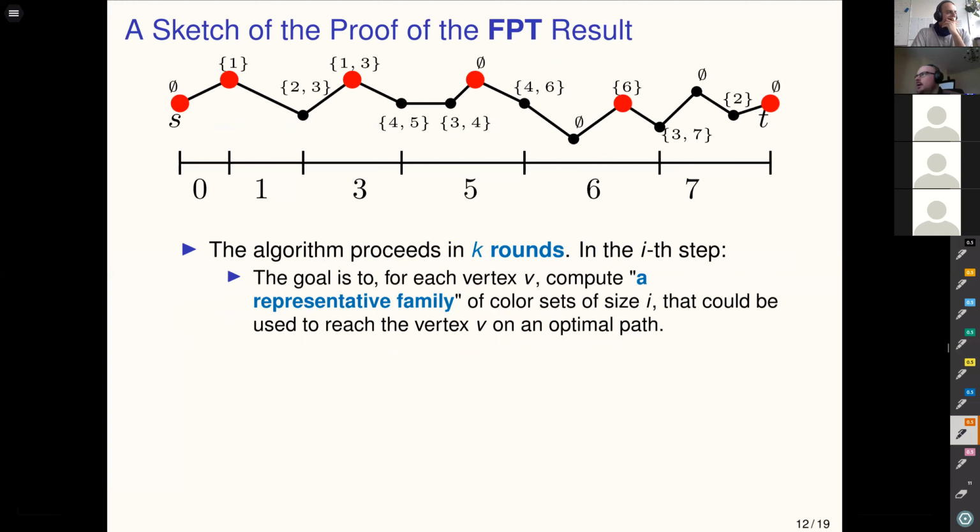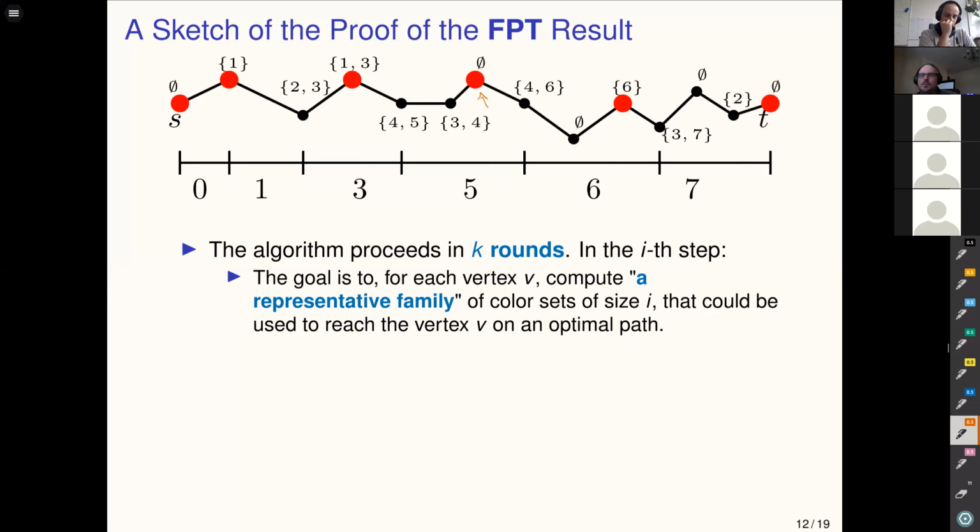Now our algorithm tries to discover all possibilities for the ith important vertex in each round. So it proceeds in K rounds, starting from one and so on. What we are trying to do is, for every vertex in the graph, say: if this vertex is the important vertex for i colors, the ith on this path, for example the fifth important vertex, can we compute all the possible ways of reaching this vertex, such that the number of possible ways is not too big.